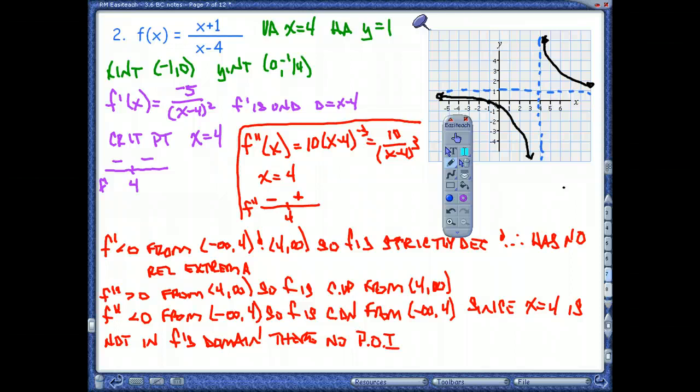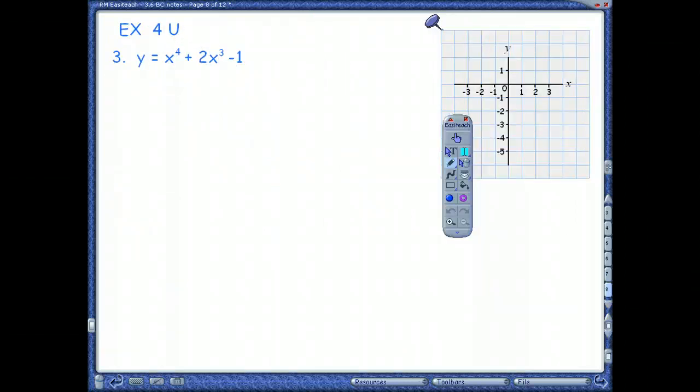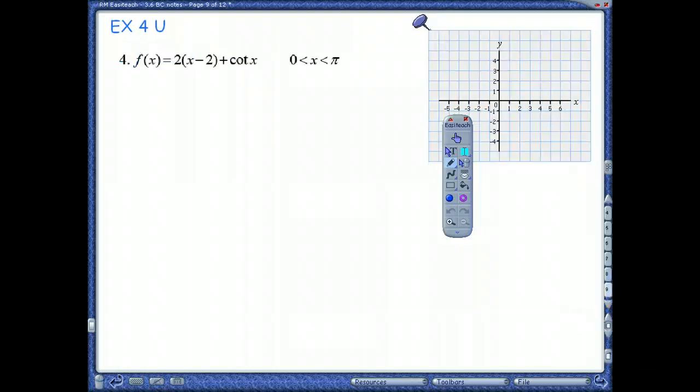So even not knowing a lot of points, I can tell you what the behavior, what the shape is of that graph. All right, so you have an example to try. And then, I think you have 2 examples to try. So you've got 2 examples. See what you can do.